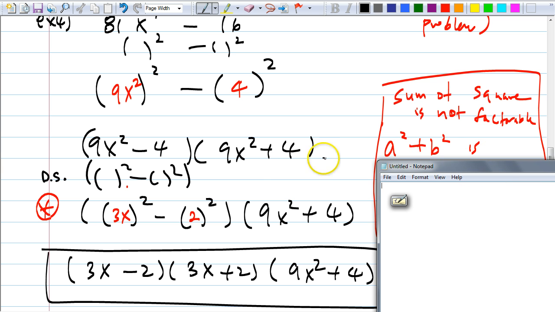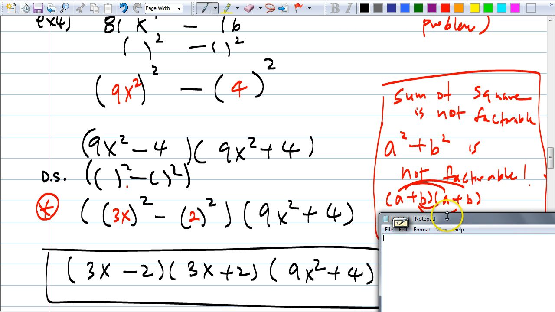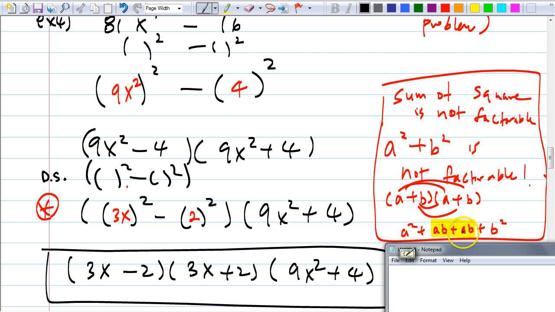Some people think that 9x squared plus 4 is factorable. It's not. Think about it. a squared plus b squared is not factorable. Some people think it's a plus b times a plus b. Do you think that will get you a squared plus b squared? No. Why not? Because when you multiply a plus b times a plus b, your linear term doesn't cancel. You get two of those.